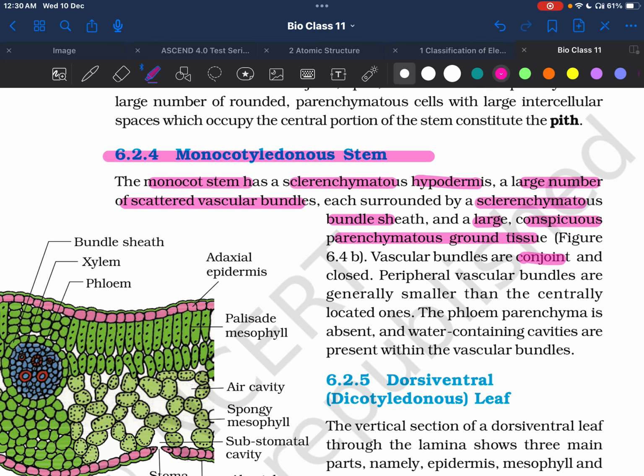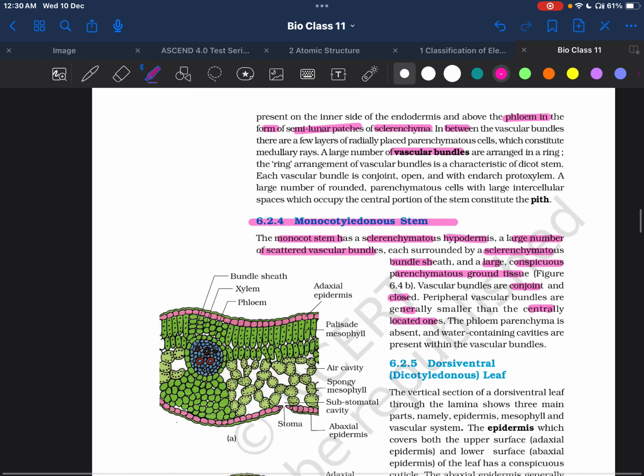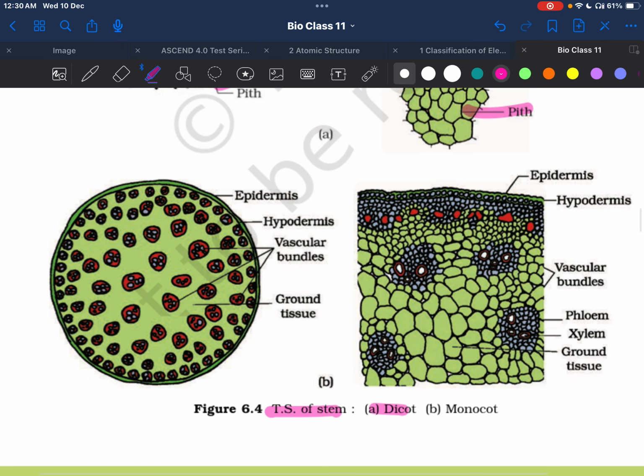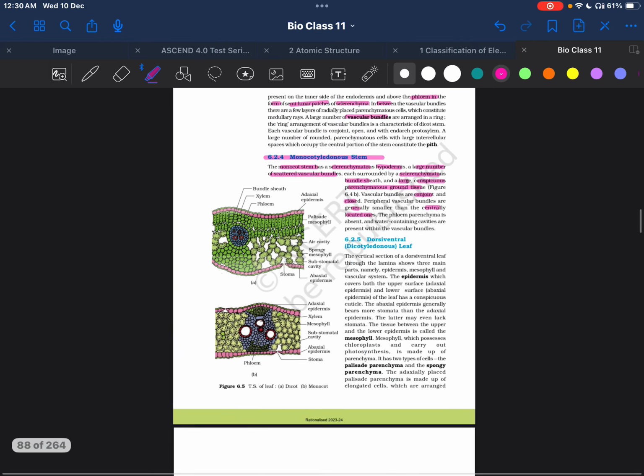Vascular bundles are conjoint and closed. Peripheral vascular bundles are generally smaller than the centrally located ones. The phloem parenchyma is absent and water-containing cavities are present within the vascular bundles. Transverse section of monocot stem: epidermis, hypodermis, vascular bundles, phloem, xylem, ground tissue.